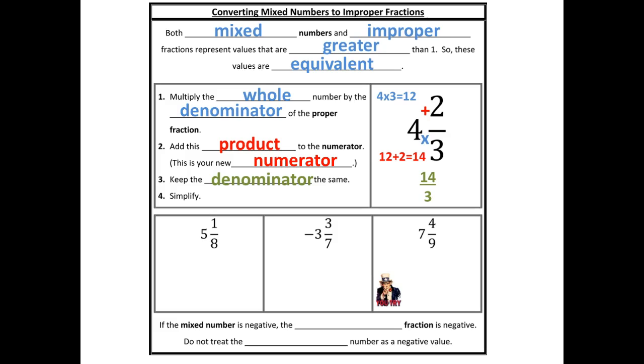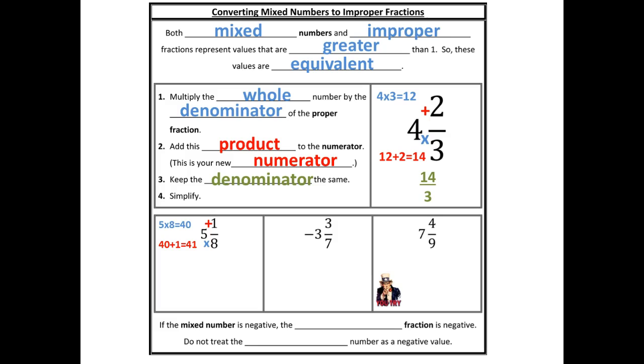Just simplify the numerator and the denominator by finding the greatest common factor and dividing top and bottom by that value. Let's try this together. I'm going to multiply my denominator times my whole number. 8 times 5 gives me 40. I'm going to add this new product to my numerator. So 40 plus 1 gives me 41.